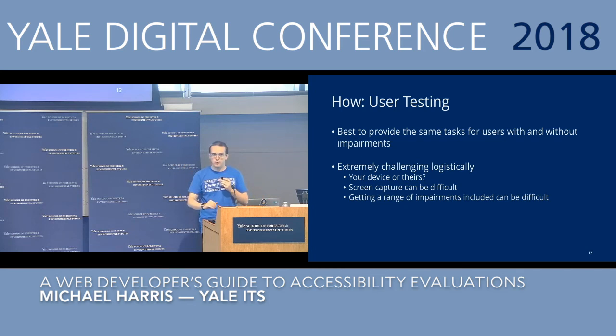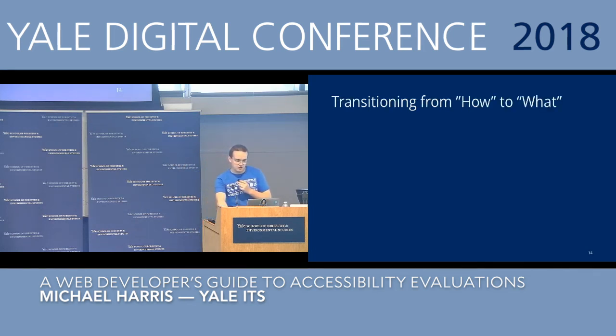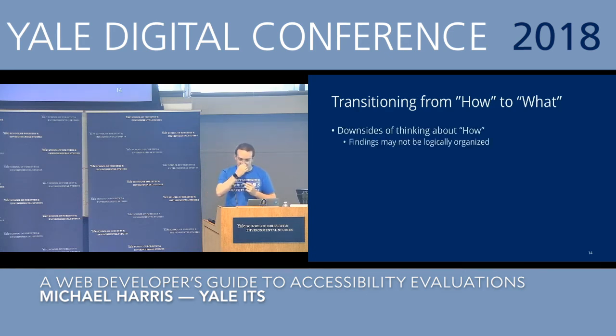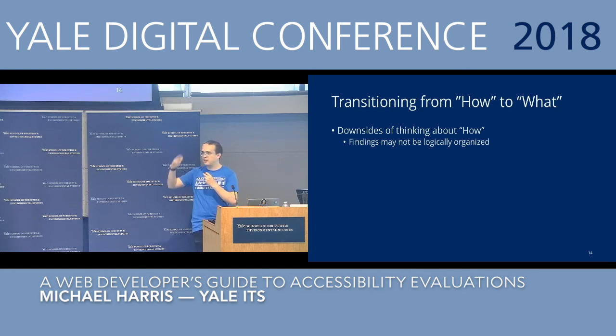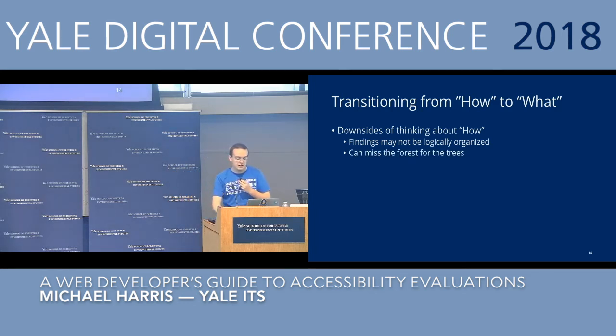So that's my quick whirlwind about the hows of testing. But I want to transition from the hows to the what. The downsides of thinking about how is that your findings might not be logically organized. If you just get an automatic report, the report is not going to be strong enough to know whether the defect exists in the content or in the template or in the JavaScript, or what layer you're on. It's just going to give you a big list of all of the issues, and you have to spend your own time sifting through that.